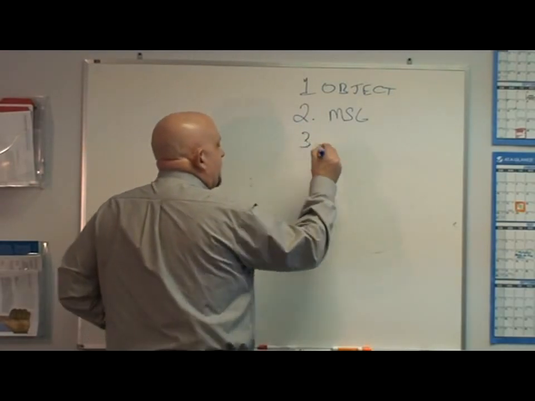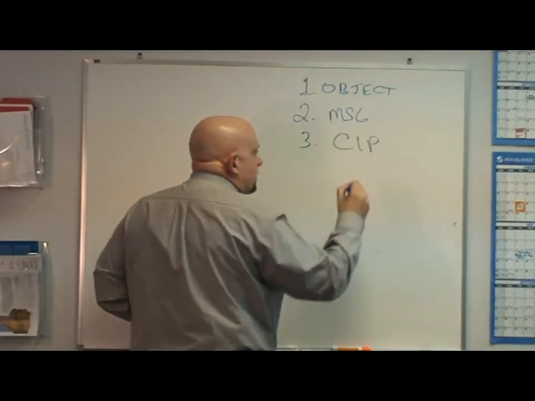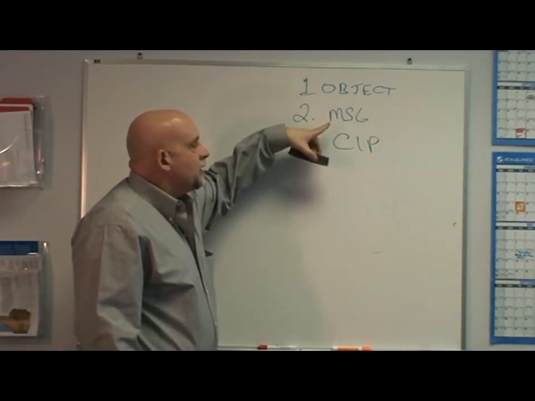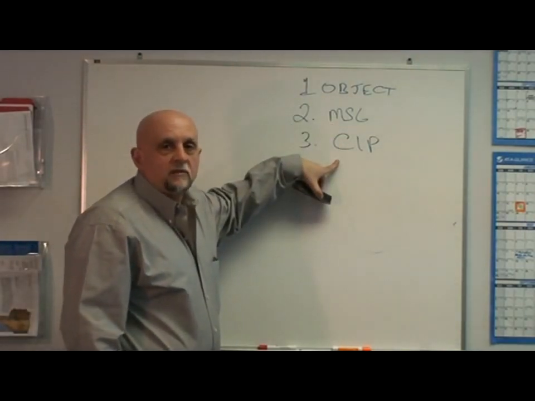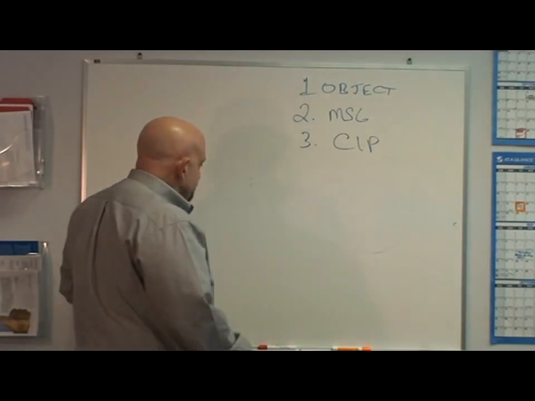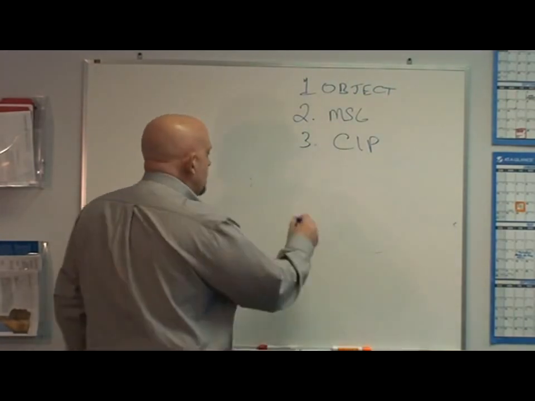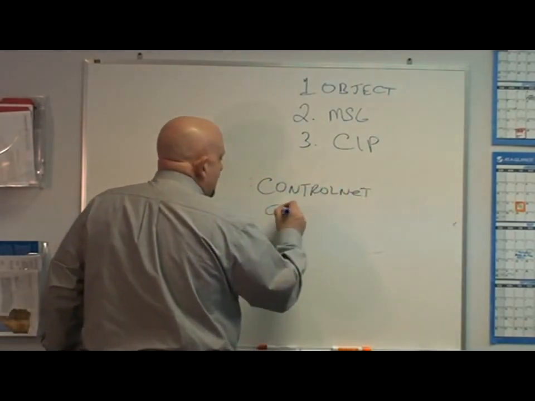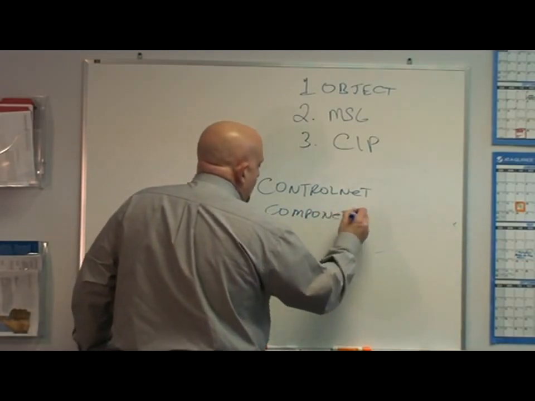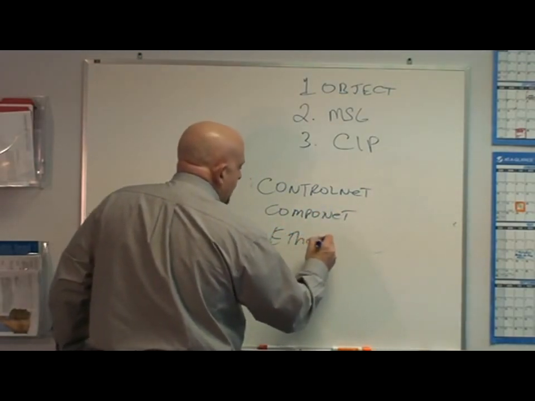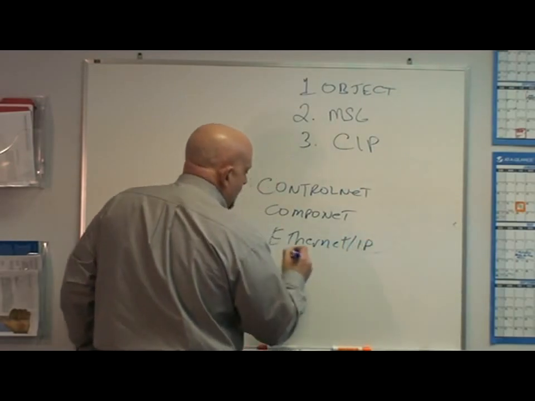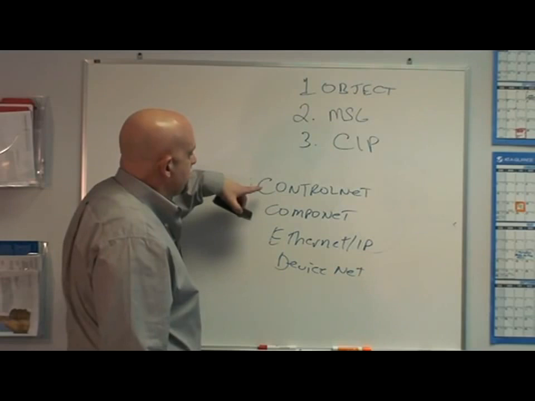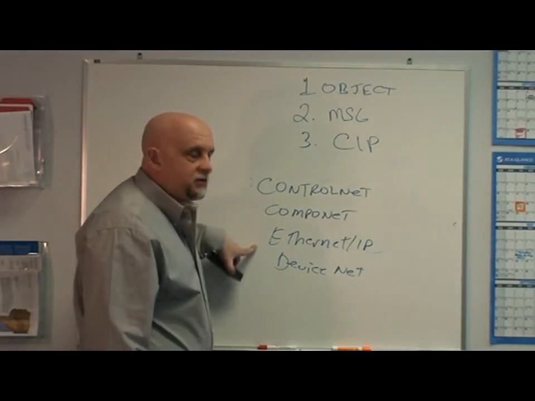The third thing you should know about DeviceNet is that it's part of CIP. CIP is the Common Industrial Protocol. That means this object-based structure and this messaging is really what CIP is. That's the same for ControlNet, CompoNet, Ethernet IP, and DeviceNet. All use the same object-based structure and the same explicit and implicit messaging.